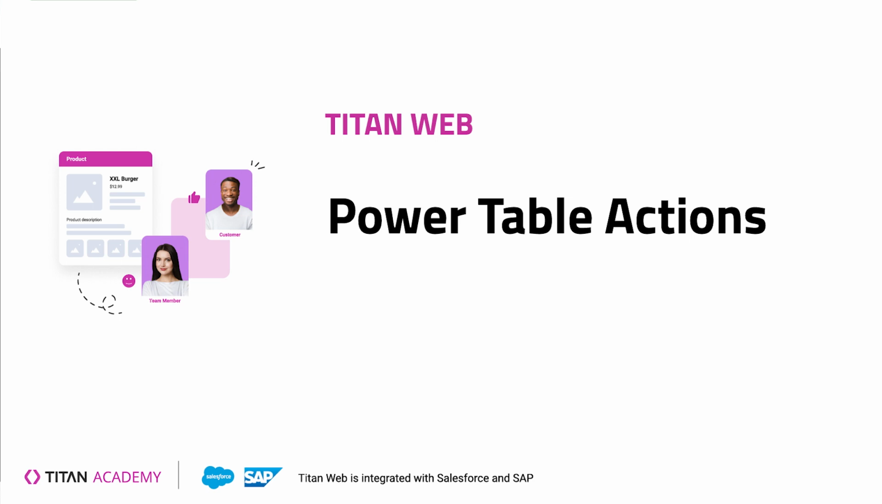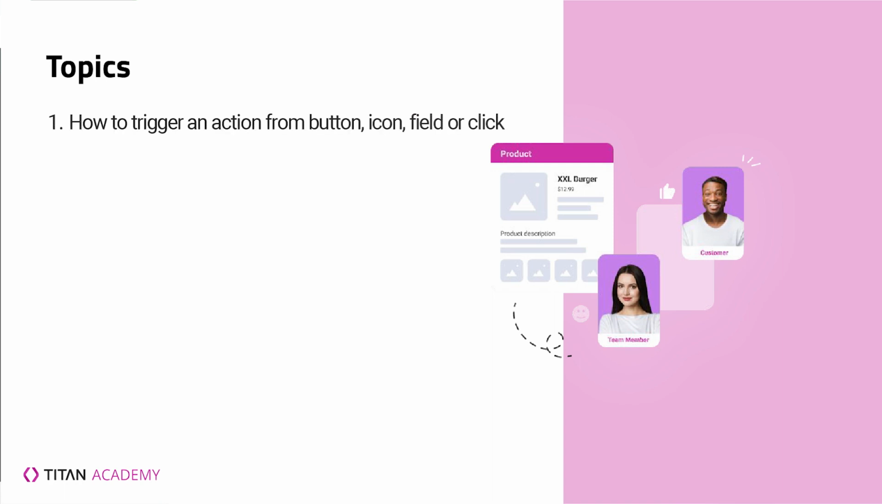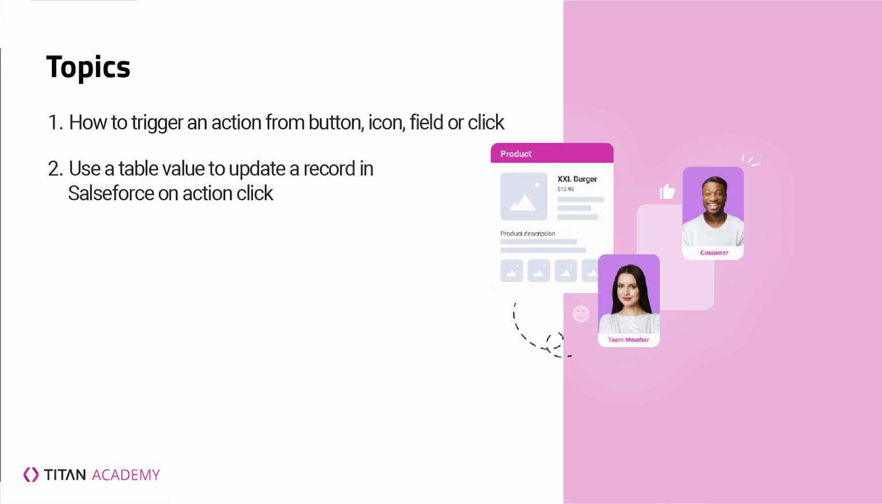Today we'll be talking about how to run actions on your power table. First, we'll show you the various options for running your actions, such as buttons on your table, icons on your table, or clicking on a specific field on your table. And then we'll show you a couple of examples of using the value of a specific row to first update data in Salesforce, and then to show a modal with more details from the record.